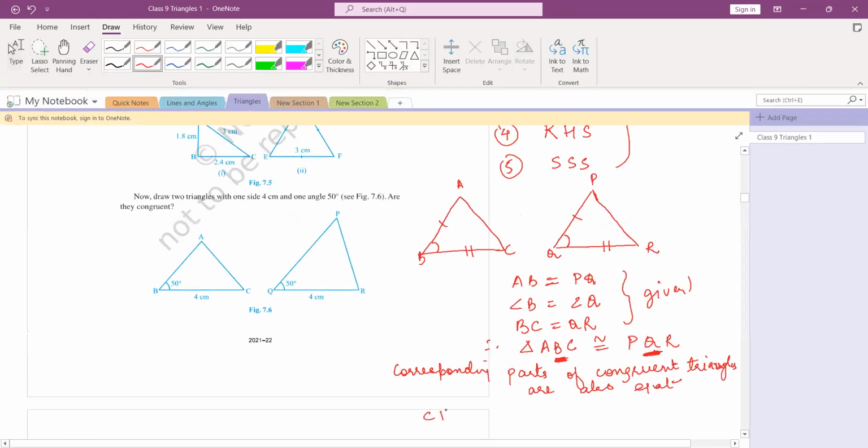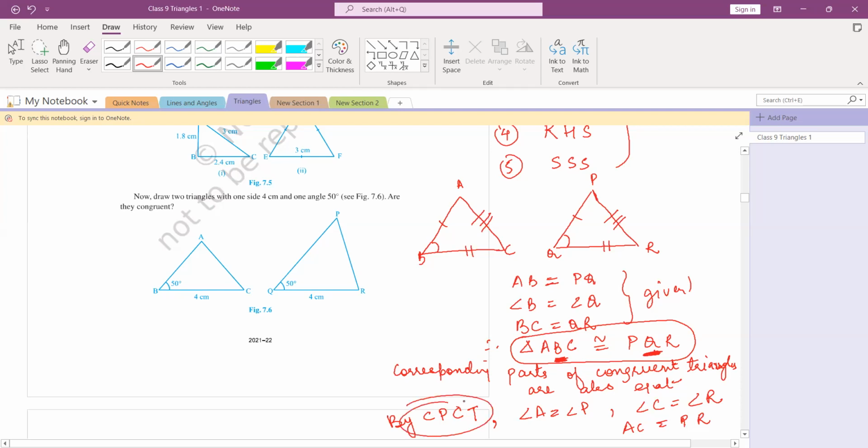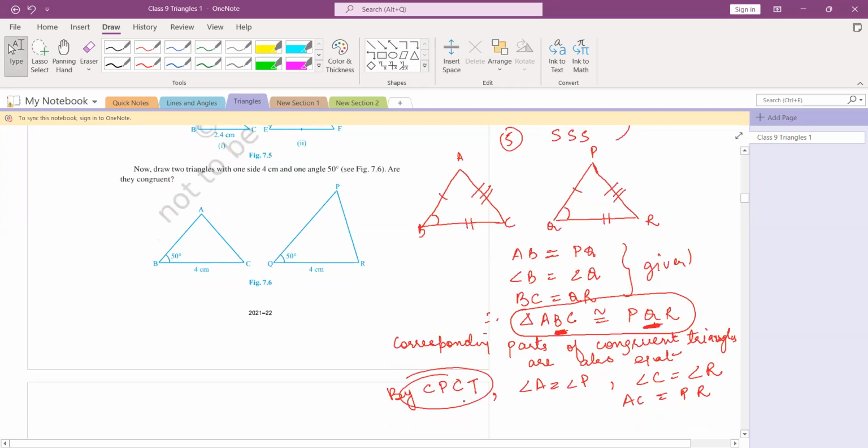So we call it CPCT in short. I can write that by CPCT, the remaining angles, so angle A will be equal to angle P, angle C will be equal to angle R, and the side AC will be equal to side PR. So AC will equal PR. If we have shown that the triangles are congruent, all the remaining angles will be equal to each other, all the remaining sides will be equal to each other by CPCT. All right. So this much you need to know before starting the exercise.